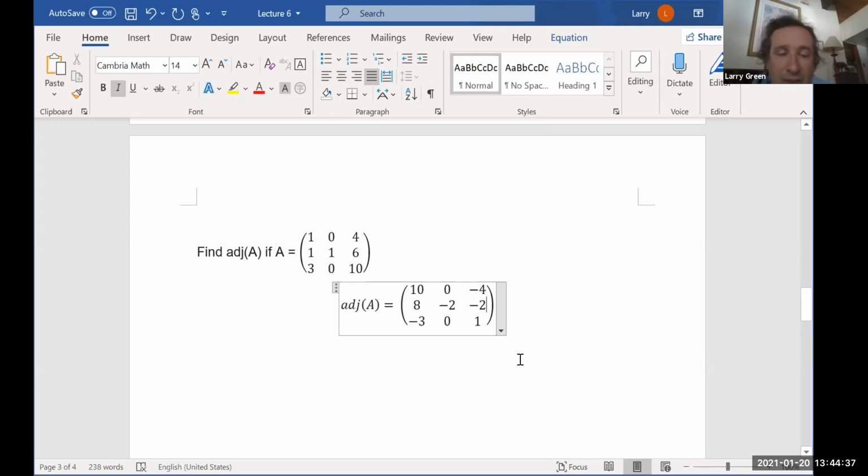Any questions on finding the adjoint of the matrix A? Any questions? Okay, so you might look at this and say, what's the point? All right, I found this matrix, but why do I care? Right?